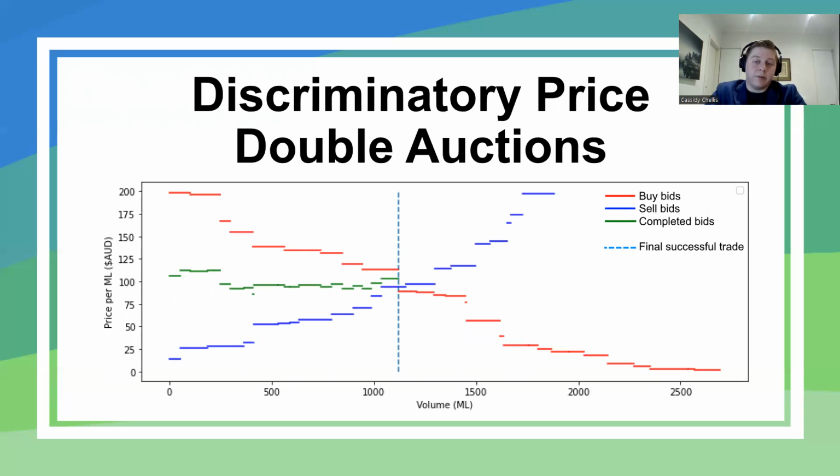So in a discriminatory price double auction, bids to buy water are sorted from highest to lowest, and bids to sell are sorted in reverse order, so that's lowest to highest. That's by price. The highest buying price is matched with the lowest selling price, and the trade is carried out at the mean of the two prices. And these two bids are then removed from the pool. Once the two bids at the top of the pool are incompatible, i.e. the buyer is asking for a lower price than the seller is offering, the auction's completed and everyone walks away empty-handed.